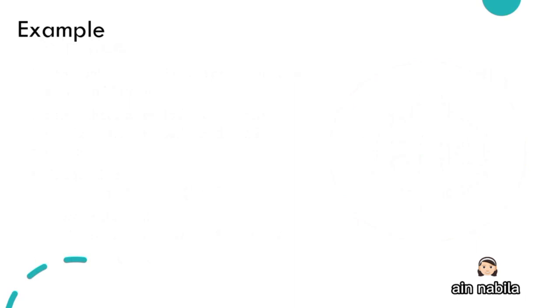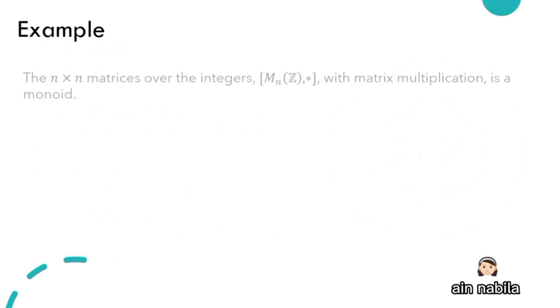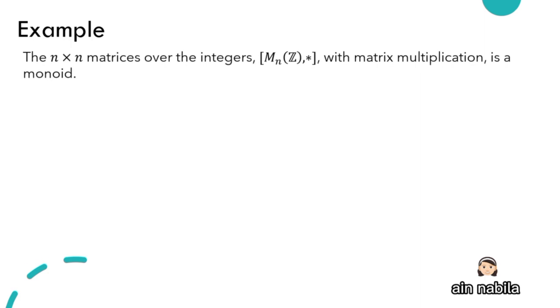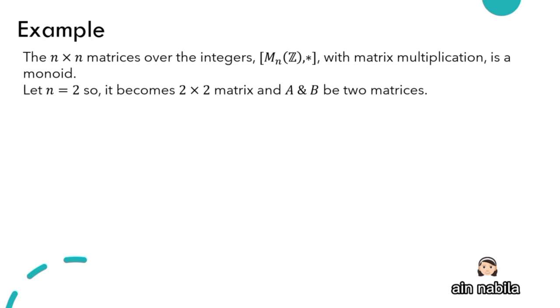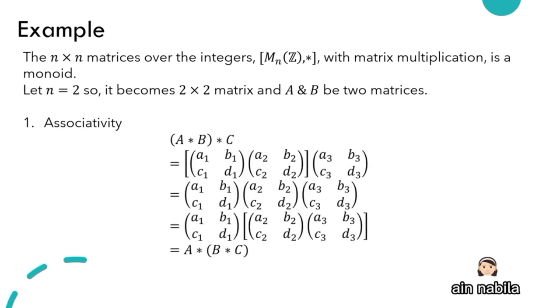Let's look at some examples of monoid. So this is for the matrix. The n times n matrices over the integers with matrix multiplication is a monoid. So let's take n equals 2, so we have 2 times 2 matrices, and let A and B be the two matrices. First, we prove the associativity for the matrices, and remember that this involves multiplication of matrices, so we just multiply all 3 matrices, and here we prove that the matrices are associative.